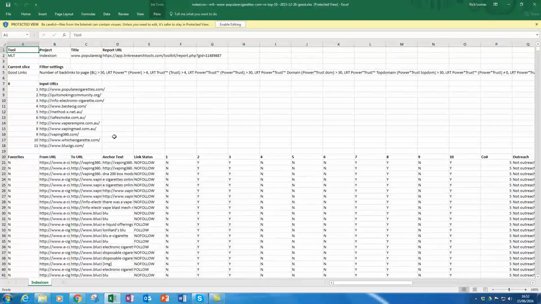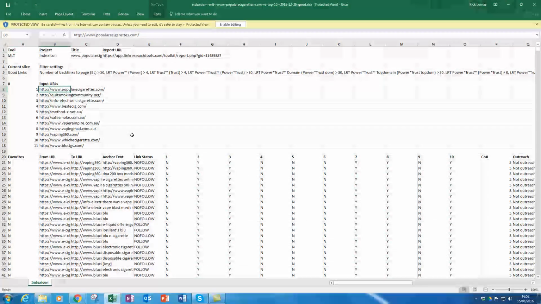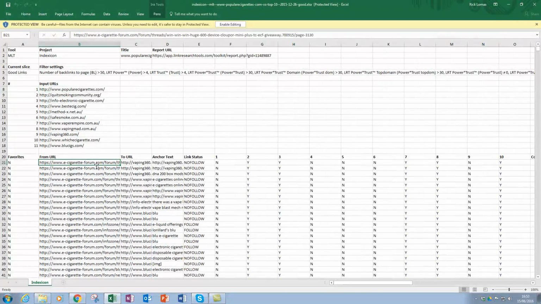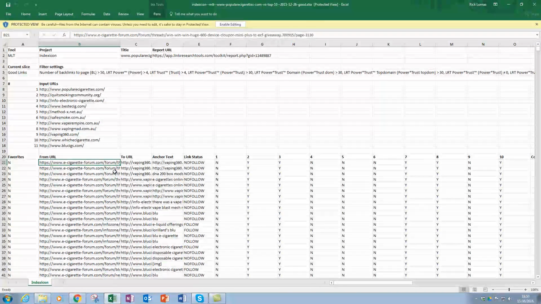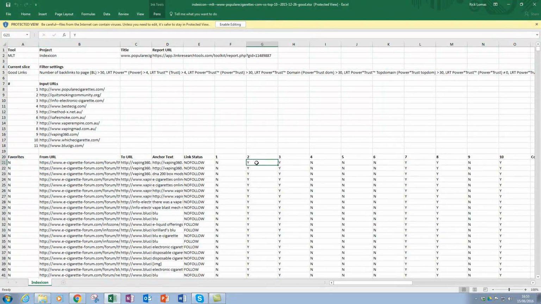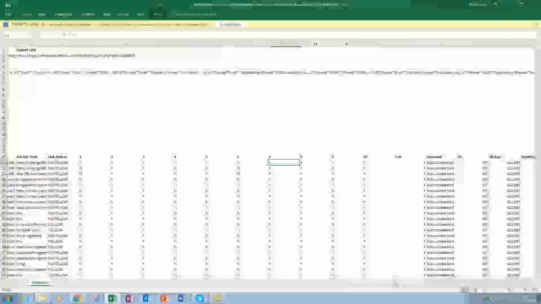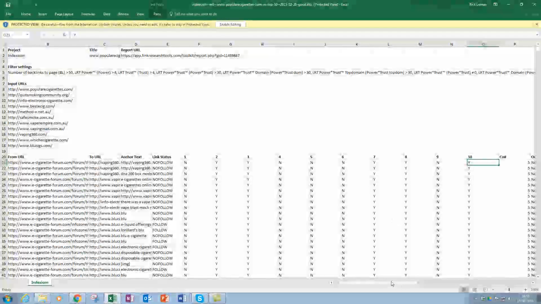And these ten columns here, 1, 2, 3, 4, 5, 6, 7, 8, 9, 10, correspond to these input URLs here. So what this means, for example, is that this page here, ecigaretteforum.com, has a link to number 2, which is quitsmokingcommunity.org, number 3, infoelectroniccigarette.com, number 7, vaporempire.com.au, number 8, Vaping Mad, and number 10, Blue Cigs.